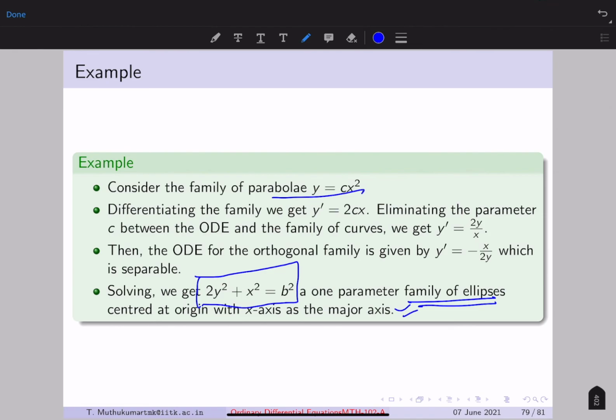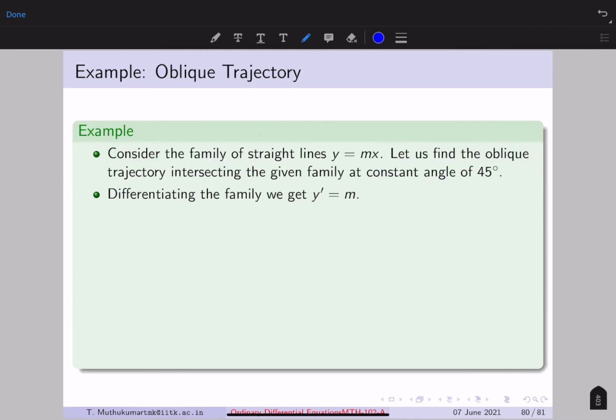Okay, so this is one application of differential equations, right? You have a family of curves, you look at the ODE for which this family of curves are the solutions, and use that information to write down the other family of curves which intersect them at a given angle. Okay, now both the examples that we have done are for 90 degrees. Let's do an oblique trajectory example.